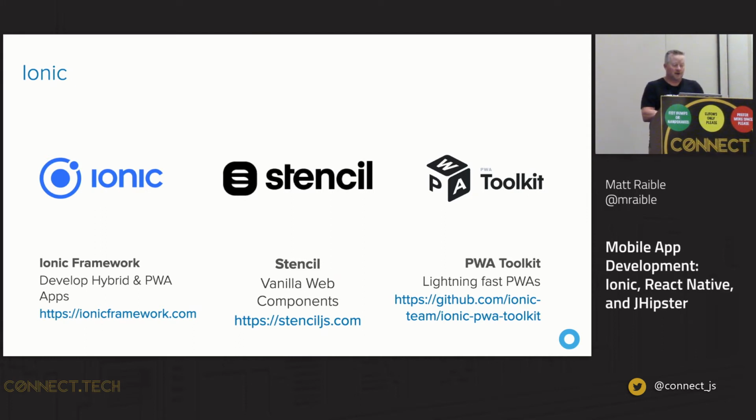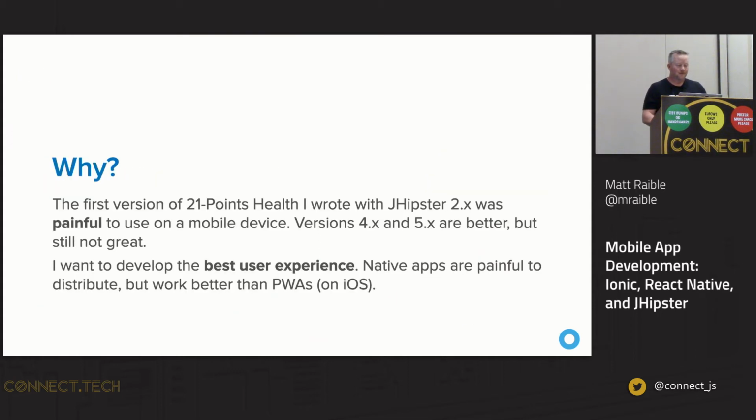And they also created a PWA toolkit, which is just a GitHub repo that you can clone and get started with a PWA. And so you might be asking, why are you even interested in something like a mobile app when JHipster creates PWAs for you? Basically, when I first wrote the JHipster book with version 2 of JHipster, I found that the app experience on my phone was a website. It wasn't a PWA, and it was really terrible. There wasn't even Remember Me, right?